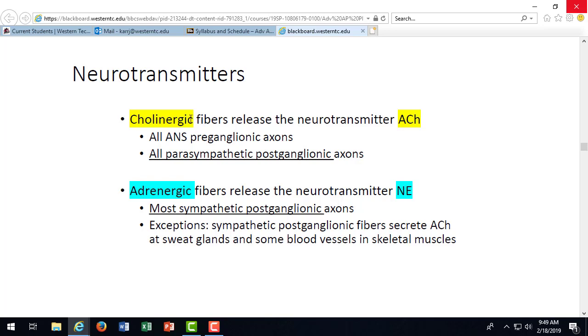And cholinergic fibers are acetylcholine-releasing neurons. So that's where that name cholinergic and adrenergic comes from.